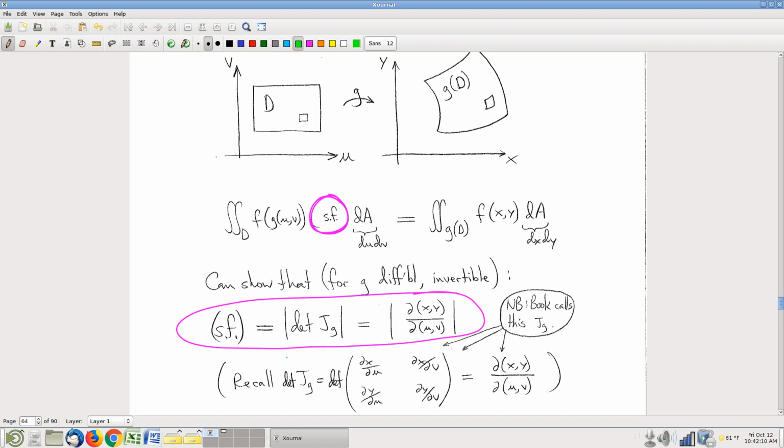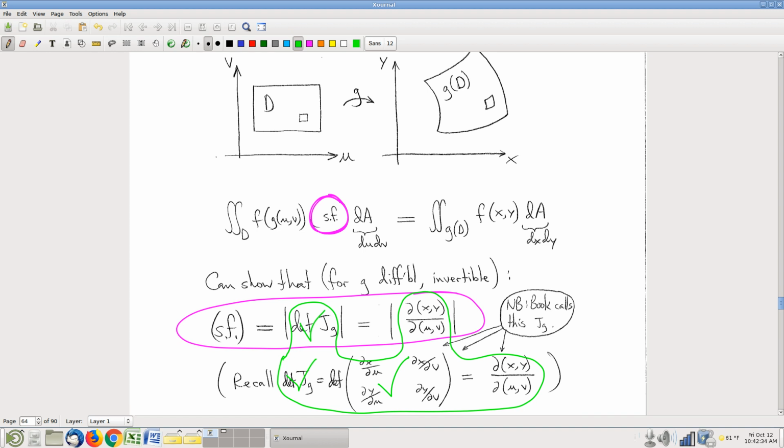Specifically now, notice this algebraic list of equivalences. Now the determinant of the Jacobian, y'all know what a determinant is. Y'all know what the Jacobian is, right? So the determinant of the Jacobian is a thing, right? So here we go. That is just that.